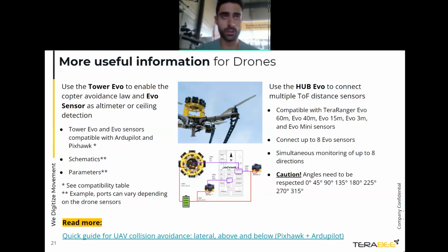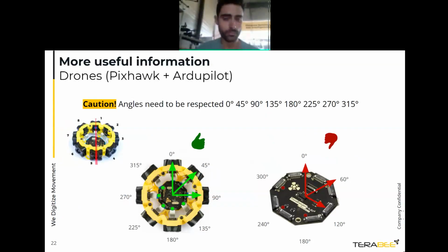We also tell you the parameters that will enable the collision avoidance defined by Ardupilot. And in the same document, we have a section where we explain how to do the same if you don't want to use the Tower Evo. In this case, there is one caution that you will need to respect, and I will explain it in the following slide.